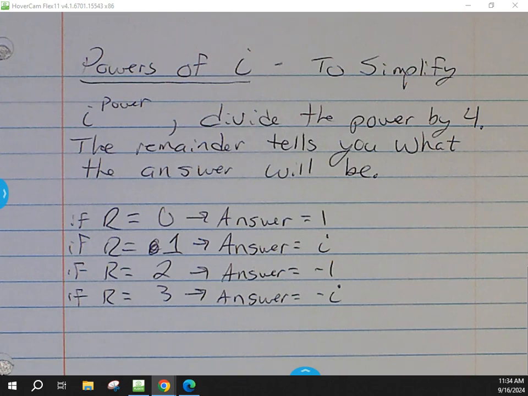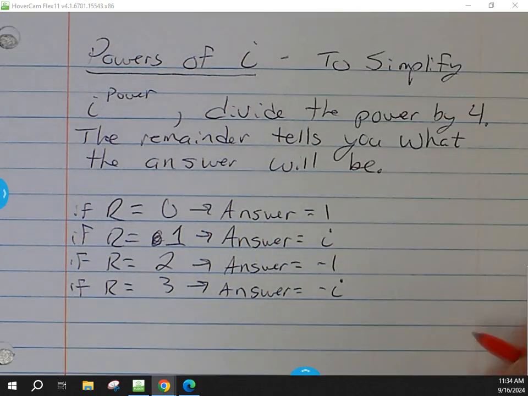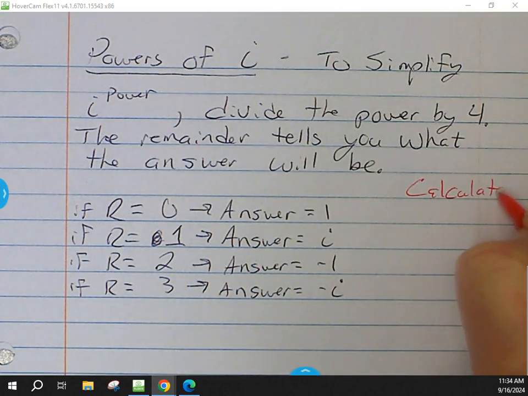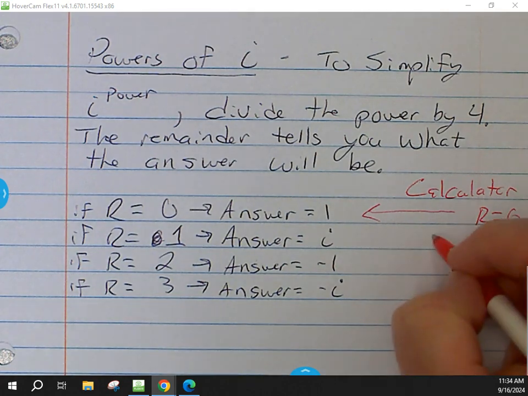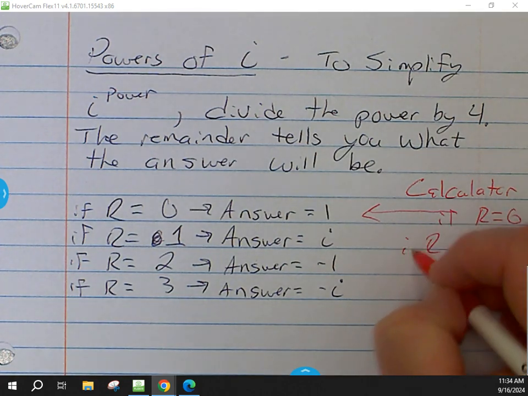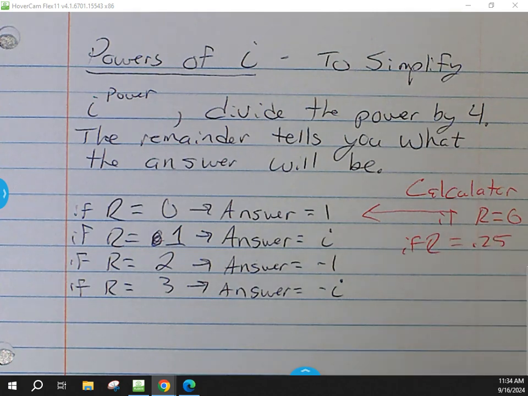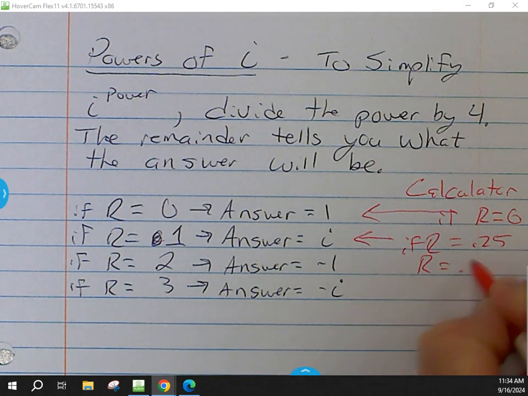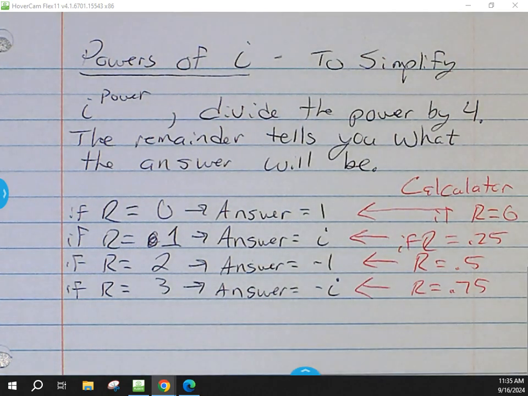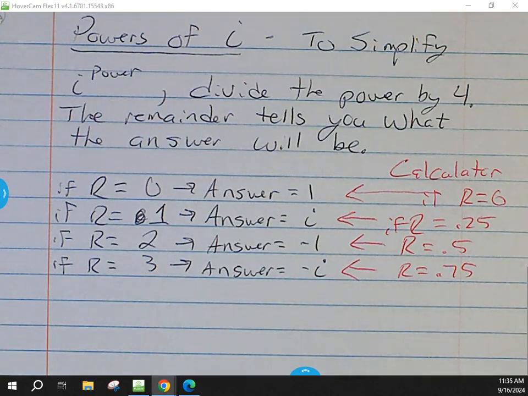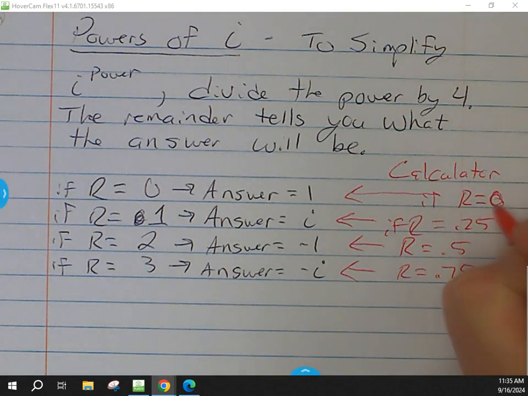Now, we've got calculators. So with calculators, if your remainder equals 0, well, it's still going to be the same thing. If your remainder is 0.25, we're going to have that. If the remainder equals 0.5, we're here. If the remainder equals 0.75, we're there. Okay, and that's a 0, not a 6, by the way.